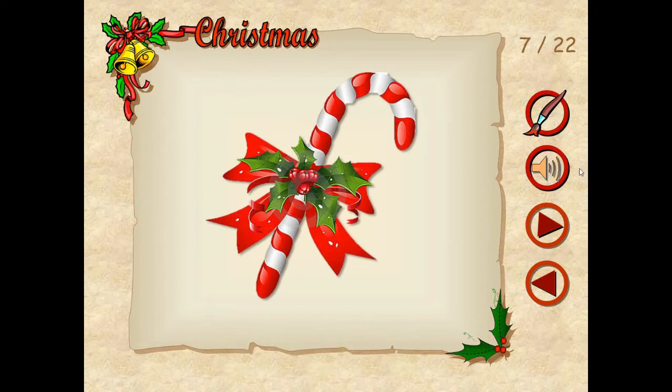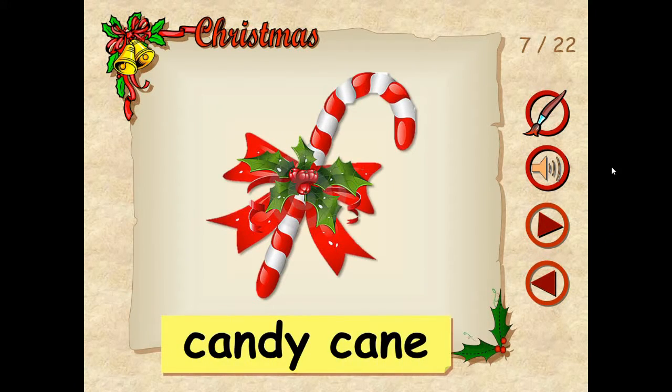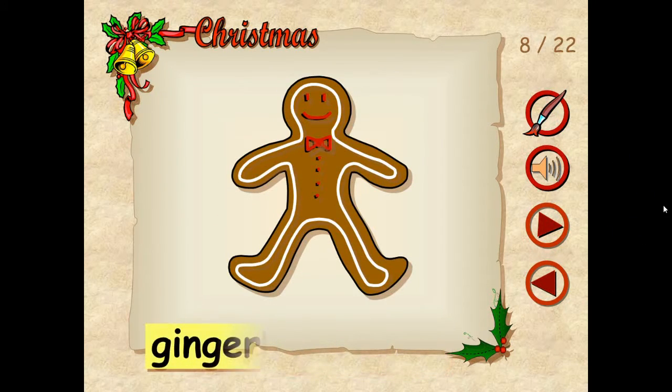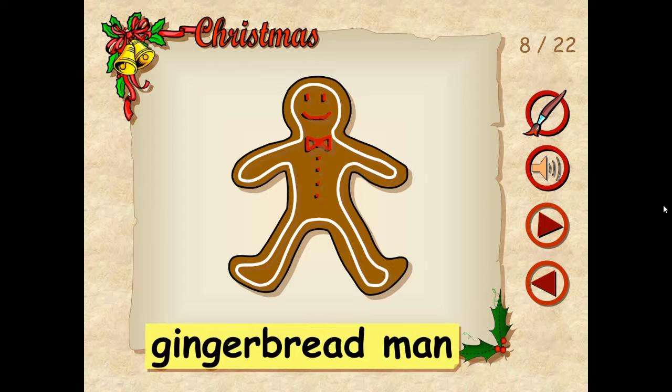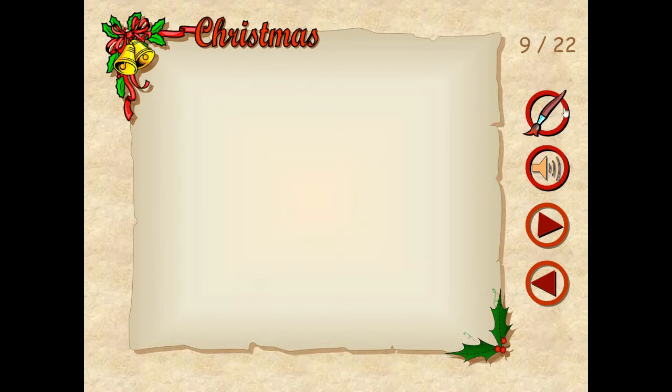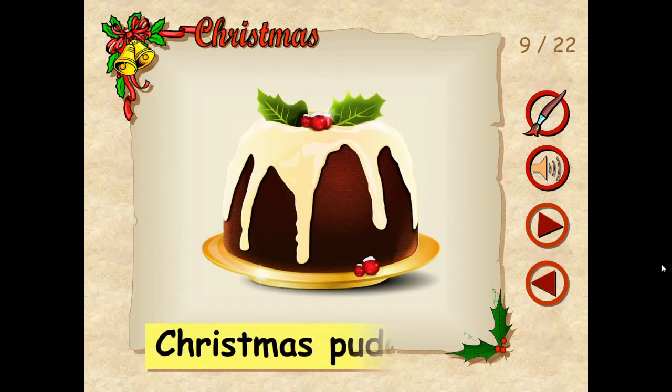Next, candy cane. Next, gingerbread man. Next, Christmas pudding.